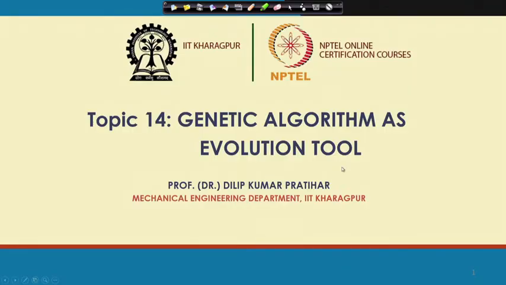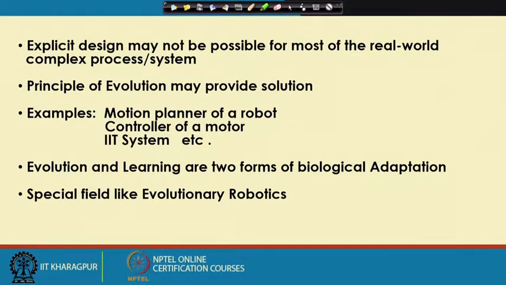Let us start with the next topic. It is on genetic algorithm as evolutionary tool. Now, if you see the real world problem or the real world process, these are a bit difficult and explicit design could be a little bit difficult to achieve, and that is why we will have to use the principle of evolution. Now, if you see the principle of evolution, we can see the way we can evolve the most effective design. Now, let me take a few simple examples.